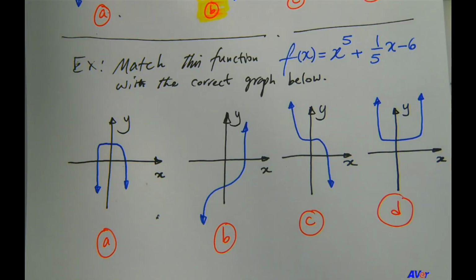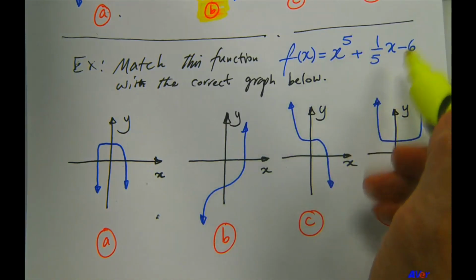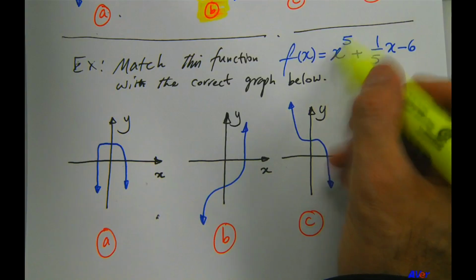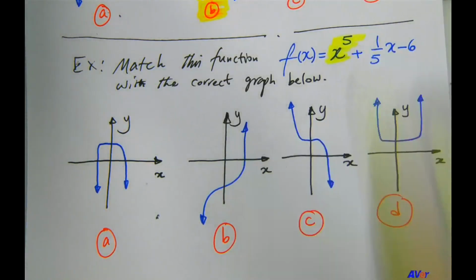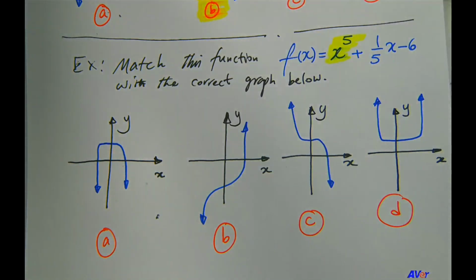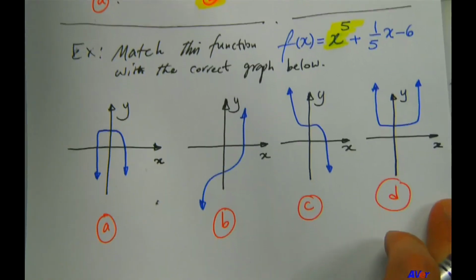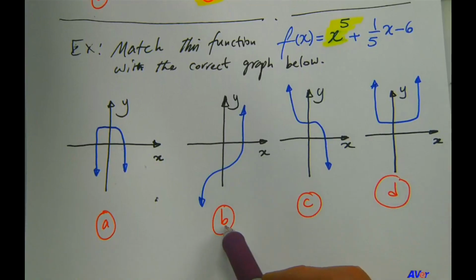Well, the first thing that should catch your attention is the leading term, right? That's the term with the highest power. So this is our leading term. And the power is odd this time. It means that the endpoints should point in the opposite direction. That means right away that A and D are out of the question. So either it's B or it's C.